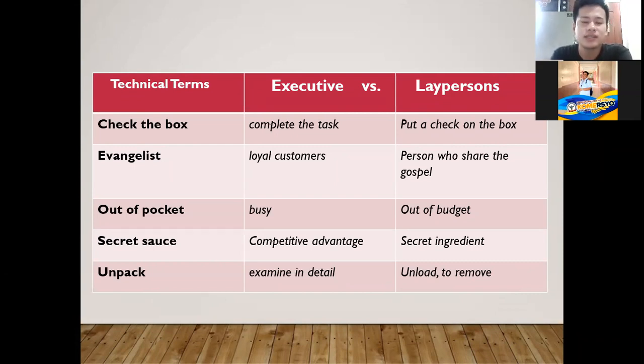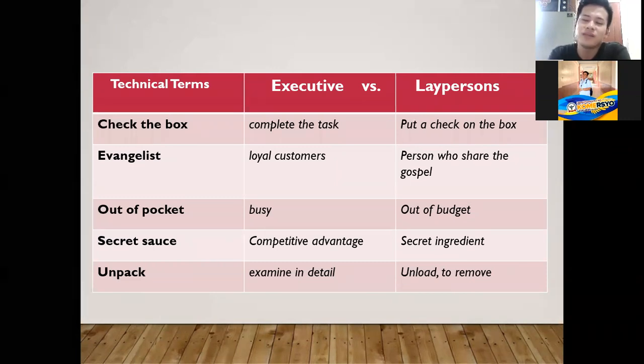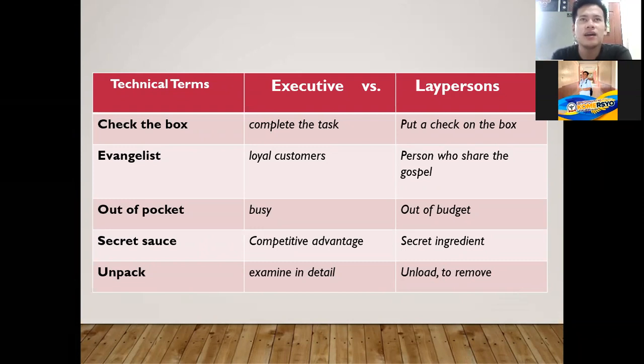Then evangelist. For an executive, it means loyal customers. Those are our evangelists, meaning loyal customers. However, for laypersons, an evangelist is a person who shares the gospel. Then, out of pocket: in executive knowledge, it means BC. However, for the layperson, it is out of budget, so no money.